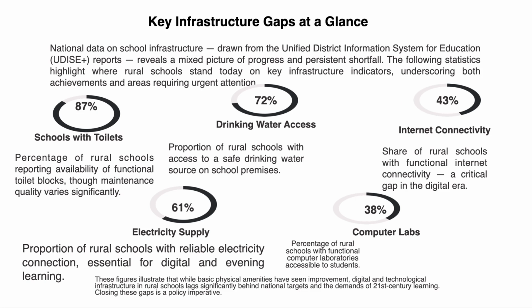The following statistics highlight where rural schools stand today on key infrastructure indicators, underscoring both achievement and areas requiring urgent attention. So you can see from here what percentage of schools have toilets, drinking water access, internet connectivity, electricity supply, and computer labs. So what are the percentages of infrastructure at present in schools? This is recent data from UDISE from the government.